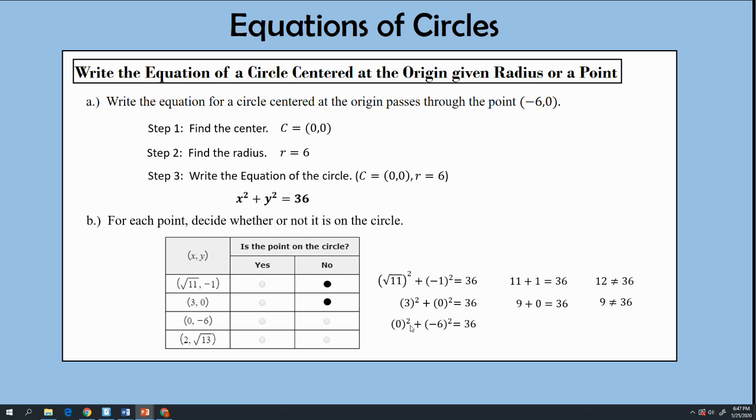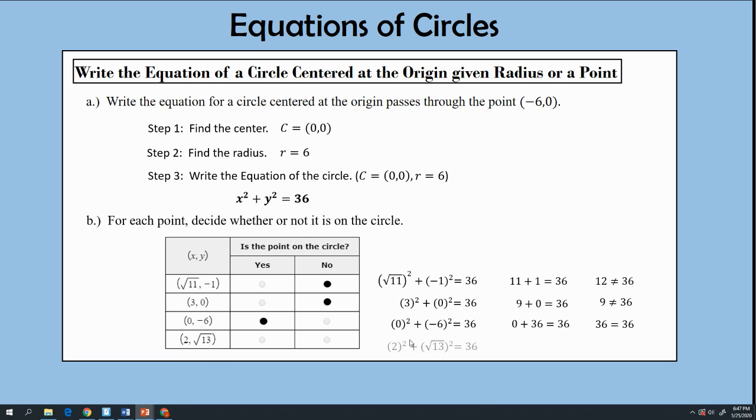0, -6. 0 squared plus -6 squared equals 36. Remember the grouping symbol here. That's so important, okay? So -6 squared means -6 times -6. That's going to give me 0 plus 36 equals 36, or 36 equals 36. That's true. So this point, 0, -6, is on this circle.